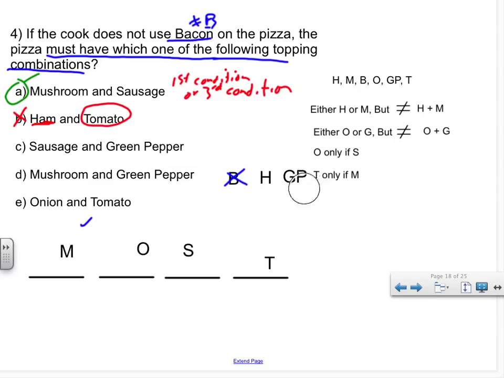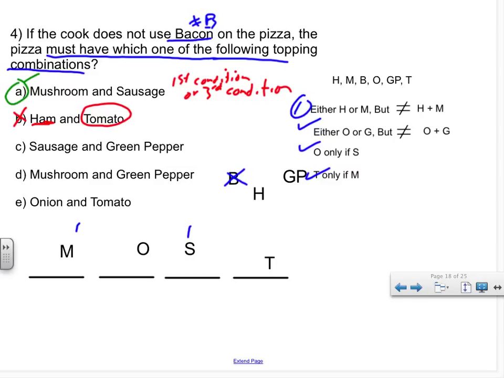So I'm going to clear off the diagram. And I'm going to put sausage up here with green pepper. And I've got M, O, H, T, so let's make sure this meets the conditions. And it does not. It breaks the first condition with our H and M. So let's try swapping it out. One of the ingredients, well, I know I can swap out H with S, and most will work. It meets condition 2, 3, and 4. Either O or G, O only if S, and T and M.